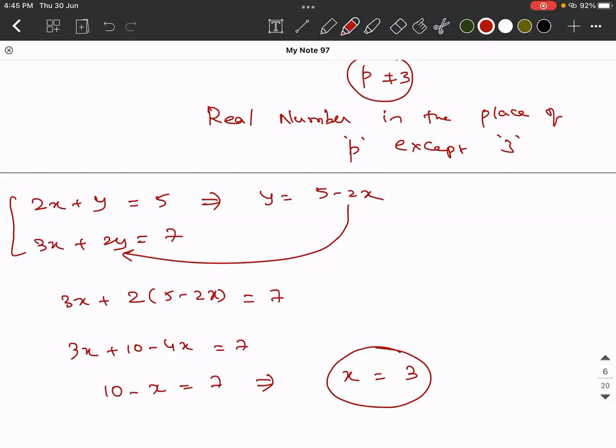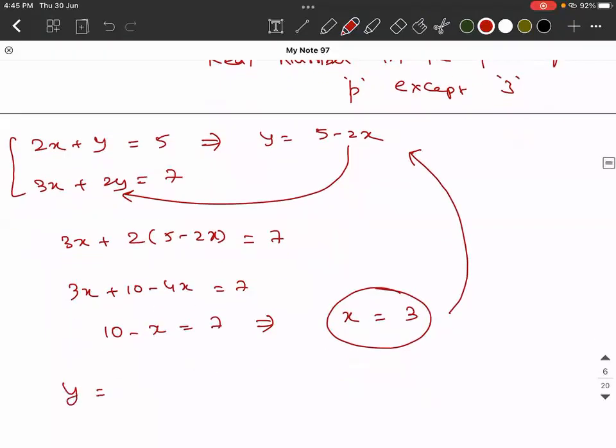Correct only, no? So random question. If I put x is equal to 3 here, then what will I get in the place of y? Y is 2 into 3 minus 7, which will give me minus 1. So what is the solution? 3 comma minus 1. So this is the point at which these two lines will intersect.